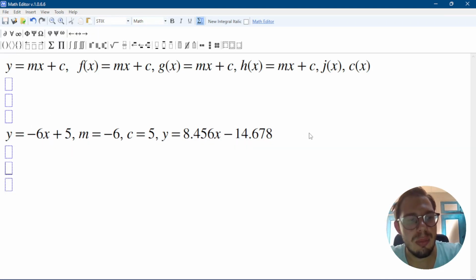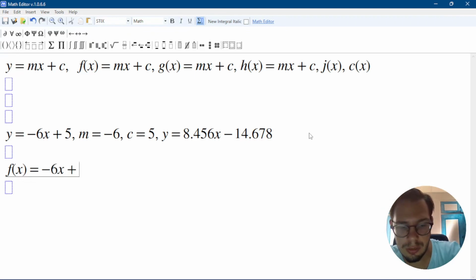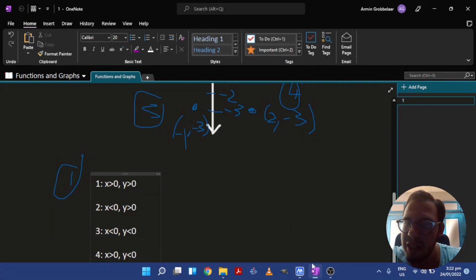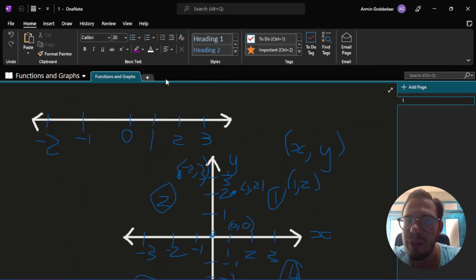So you can write maybe then f of x is equal to minus 6x plus 5, and you can have g of x is equal to 8.45x minus 14.678. So then when you draw them on these axes here, you can label them.